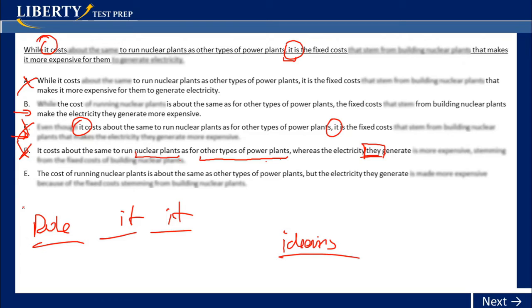Letter E, the cost of running nuclear plants is about the same as other types of power plants, but the electricity they get the same story. Alright, they is ambiguous because we have two options: other types of plants and nuclear plants. So that's out. What happens with letter B?